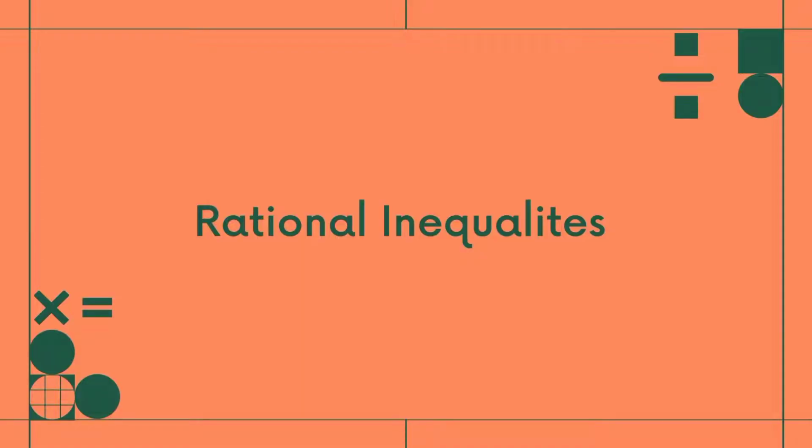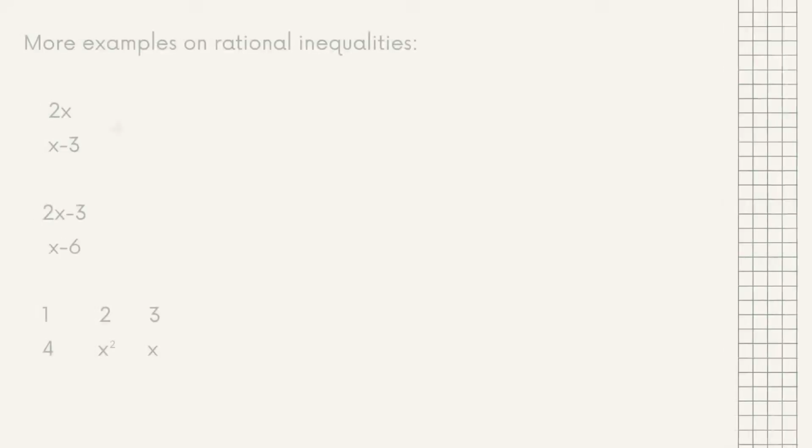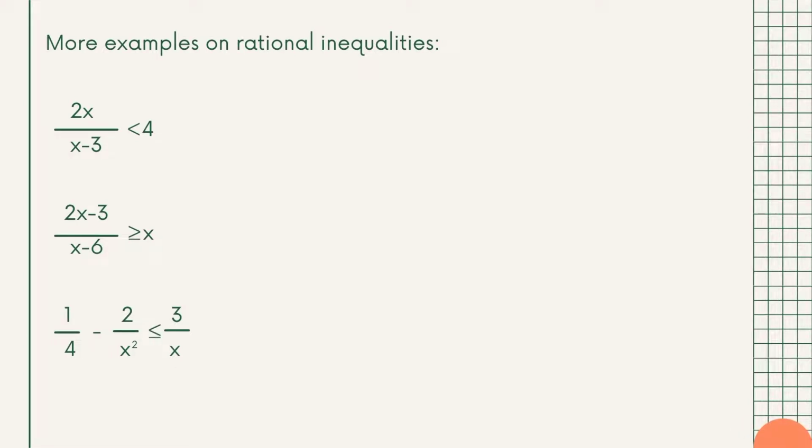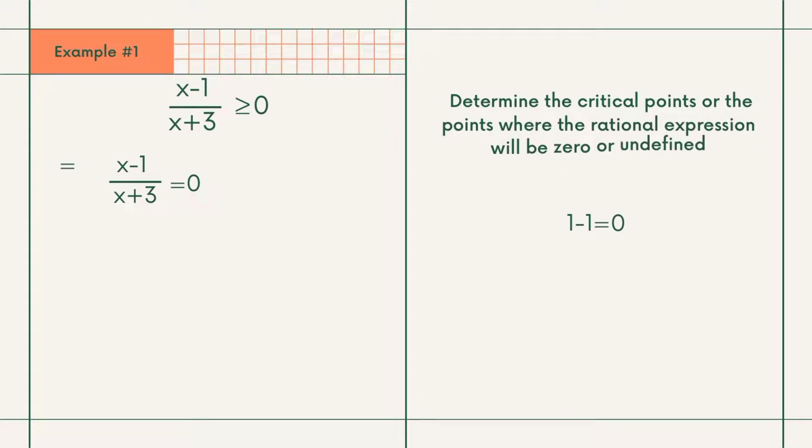Rational inequalities. Rational inequalities are inequalities that contain a rational expression such as 3 over 2x is greater than 1. Here are more examples on rational inequalities. The first step is to change our inequality as one quotient in the left and 0 on the right. Determine the critical points or the points where the rational expression will be 0 or undefined.